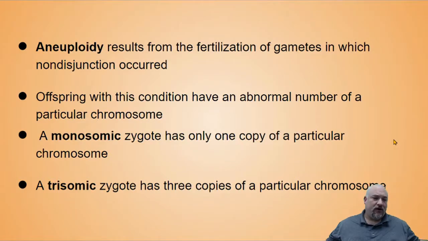So aneuploidy is what we call the result of fertilization of gametes in which non-disjunction occurred. Offspring with this condition have an abnormal number of a particular chromosome. More often than not, it's a spontaneous abortion, but there are some that survive. A monosomic zygote has only one copy of a particular chromosome. A trisomic zygote has three copies.